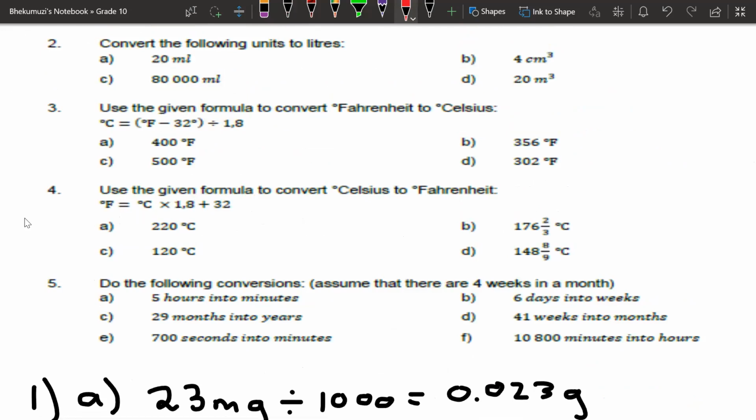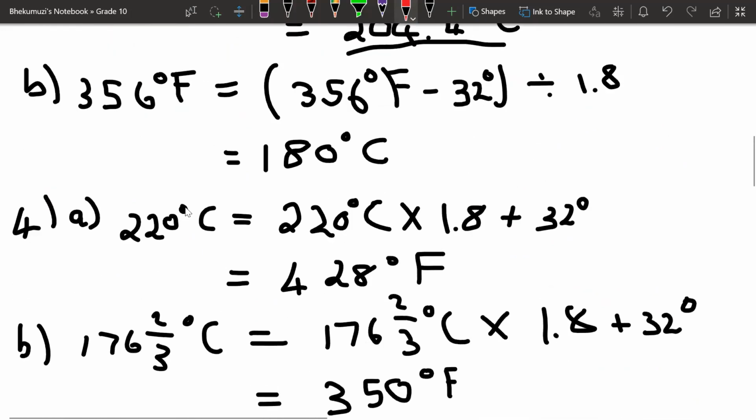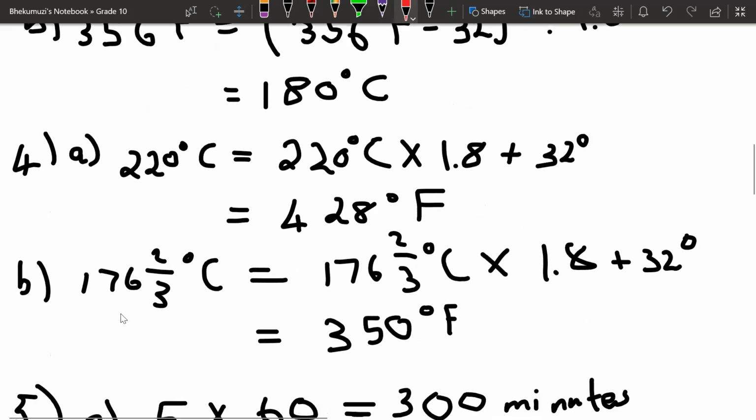And again, this is the reverse formula in number 4. We use the given formula to convert from Celsius to Fahrenheit. Now, when we do that, they actually did give us a formula, so we'll do the same thing. I'll do A and B. So it's 200 degrees Celsius, and 200 degrees Celsius times 1.8 plus 32 degrees gives us 428 degrees Fahrenheit. Here they give us 176 2/3 degrees Celsius, and they want us to convert it to Fahrenheit. When we convert it, we find that it is 350 degrees Fahrenheit, right?